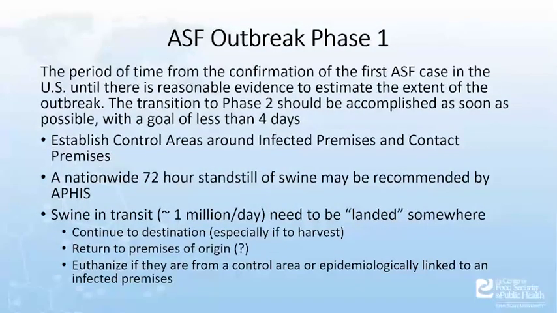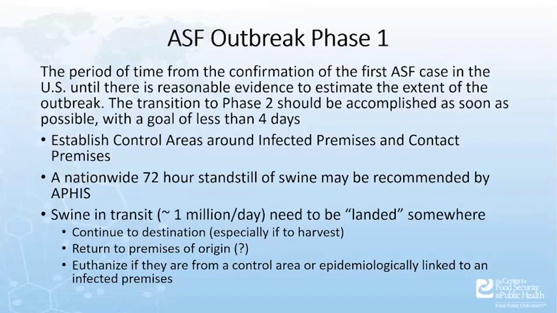So phase 1 of the outbreak is a period of time from the confirmation of the first ASF case in the U.S. until there is reasonable evidence to estimate the extent of the outbreak. The transition to phase 2 should be accomplished as soon as possible with a goal of less than 4 days. The first steps would be to establish control areas around the infected premises and contact premises, and the responsible regulatory officials will decide how large those control areas are.